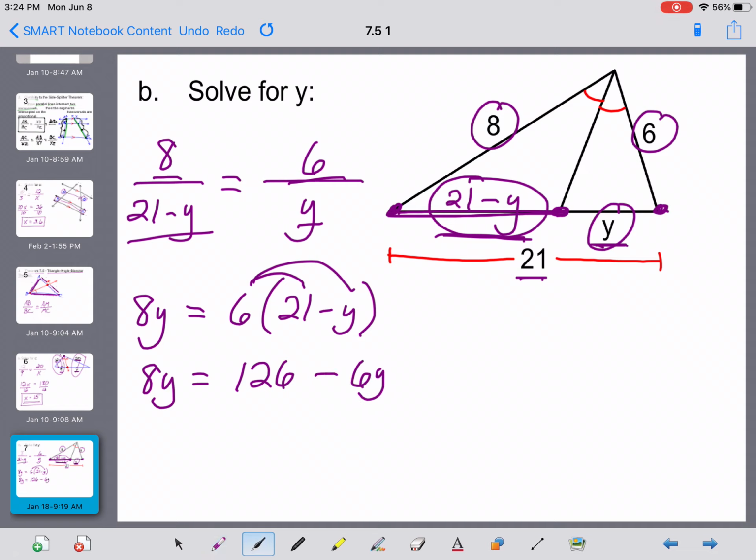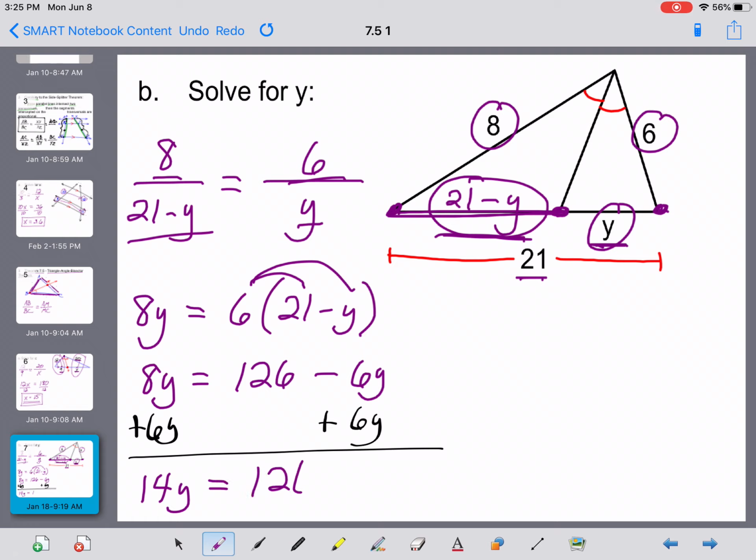We want to move the smaller y term to the bigger one. So we're going to move a negative 6y by adding 6y on both sides. And what's that going to do for us? Now we're going to get 14y is equal to 126. And if I had a little more room, I would divide both sides by 14, and we would end up with y is equal to 9.